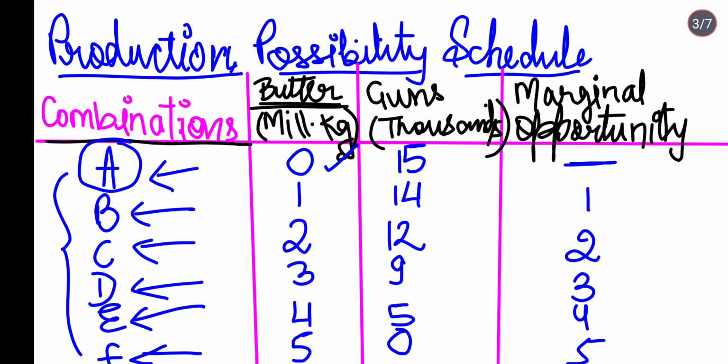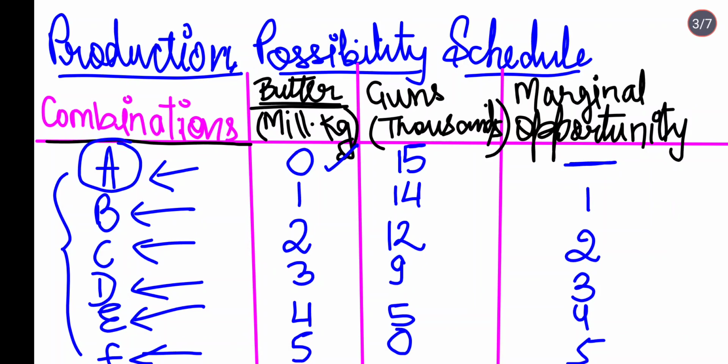Then B, C, D and E show other possibilities where both butter and guns are produced. As we move from combination A to F, guns are transformed into butter, not physically but by diverting resources from the production of guns to the production of butter. So you need to remember, here we are not physically transforming guns into butter, but what we are doing is diverting the resources from the production of guns to the production of butter.